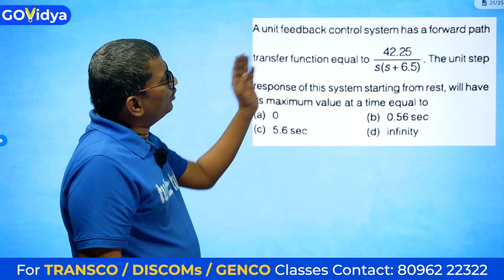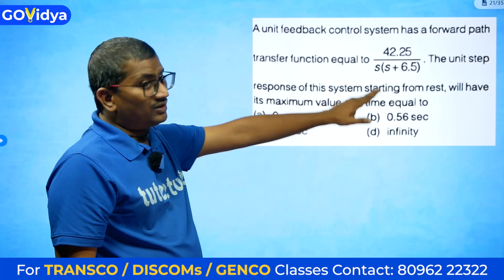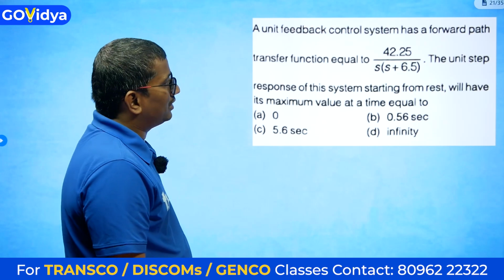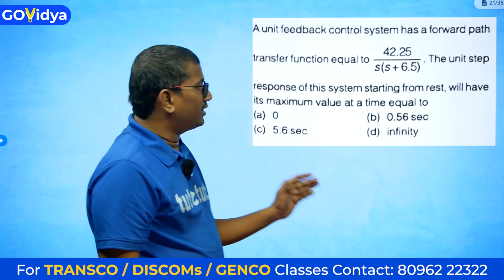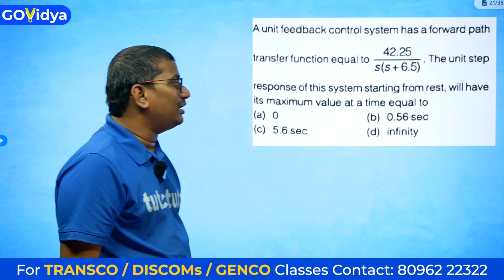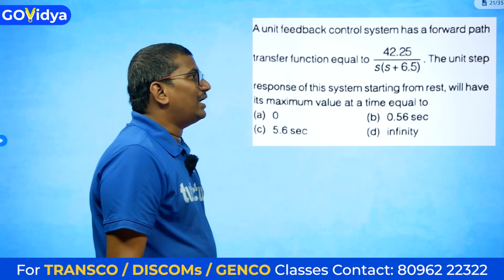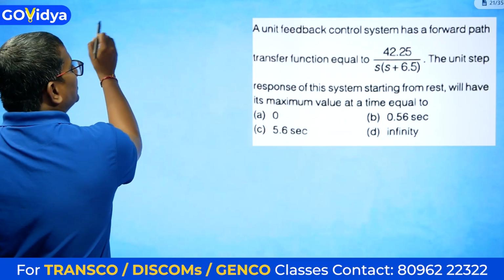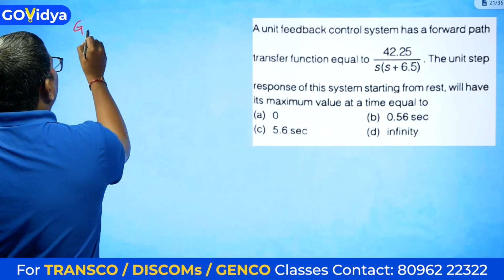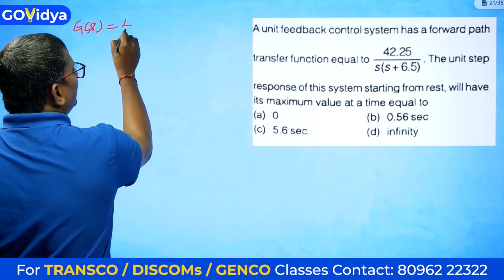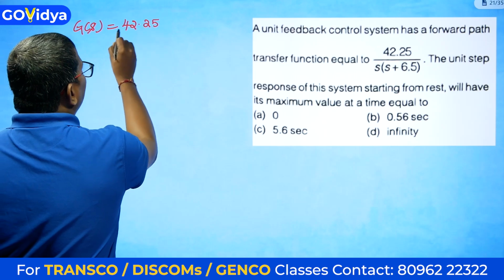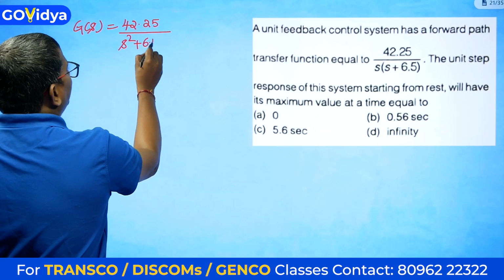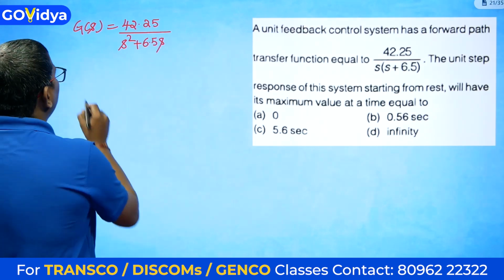Got it? So a unity feedback control system has forward path transfer function equal to 42.25 by S into S plus 6.5. The unit step response of the system starting from rest will have the maximum value at time equal to. So they are asking indirectly peak time. So how to deal with that peak time? First of all, this is the open loop transfer function. G of S is equal to 42.25 divided by S square plus 6.5s. Correct?